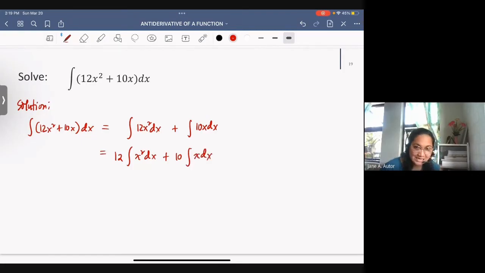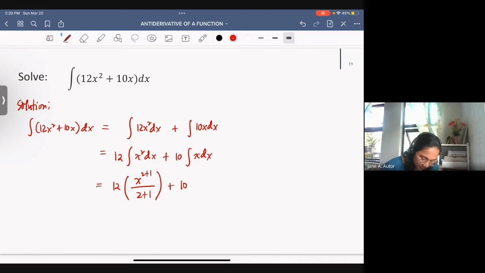Alright? So since we have the integrand x squared and x, maybe we can apply the power rule in these terms. Applying the power rule, we'll have 12 times the quantity. As you can see, we're just going to add 1 in our exponent and then divide it by n plus 1. Since n in this first term is 2, we'll have x raised to 2 plus 1 divided by 2 plus 1. Then we're not going to add yet c. We are going to include c on the latter part of our solution.